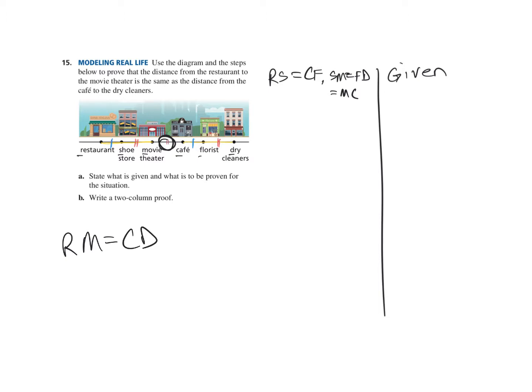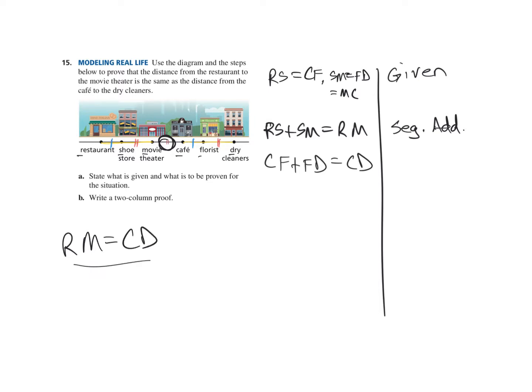Since we have these equalities here, let's add segments together to get what we need. RS plus SM is equal to RM. That is the segment addition property. And then what's the other one? You have CF, cafe to the florist, plus the florist to the dry cleaners. That's equal to CD. Now we're trying to get those two things equal to each other.